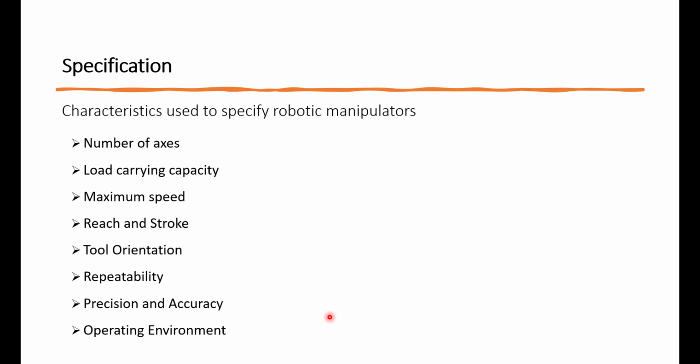While the drive technologies, work envelope, and motion control methods provide convenient ways to broadly classify robots, there are a number of additional characteristics that allow the user to further specify a robotic manipulator. Some of the common characteristics are listed here. We will see them one by one.